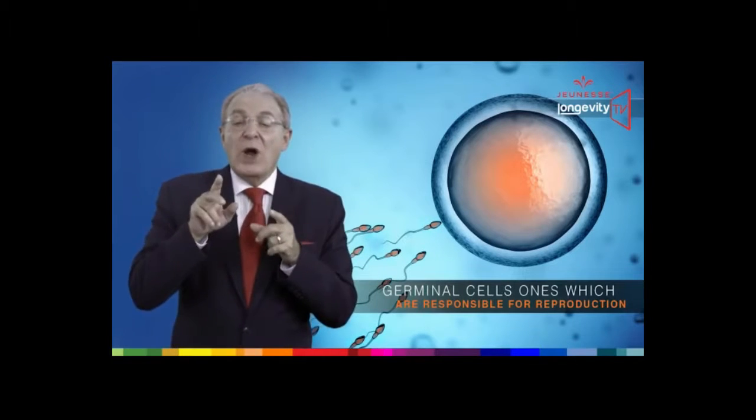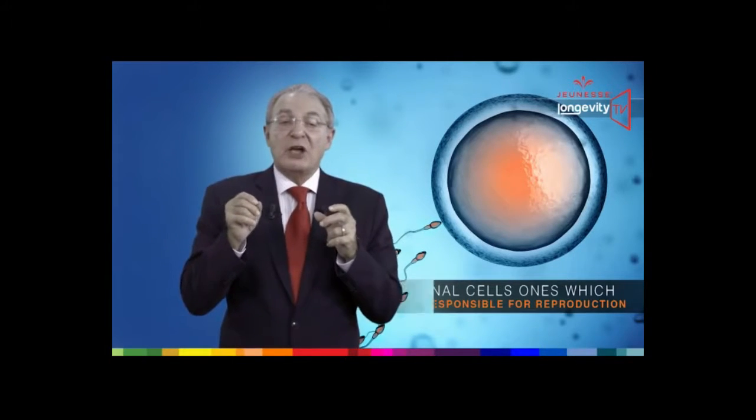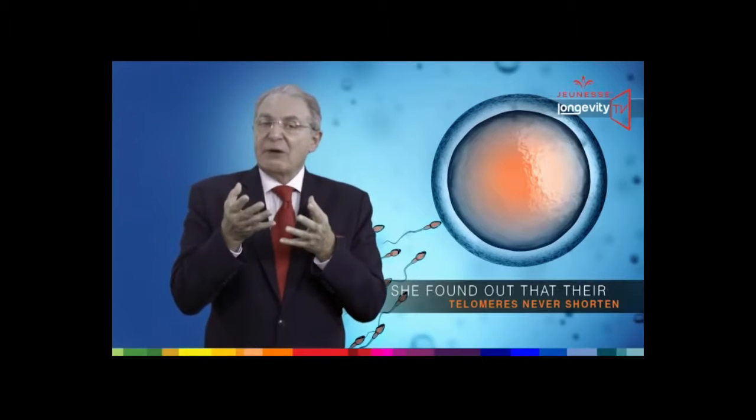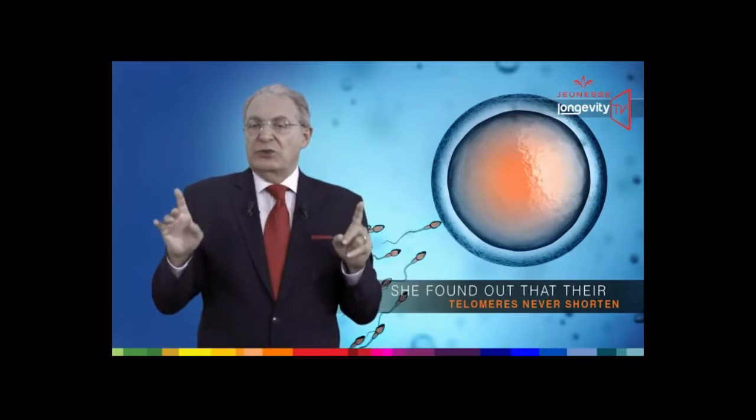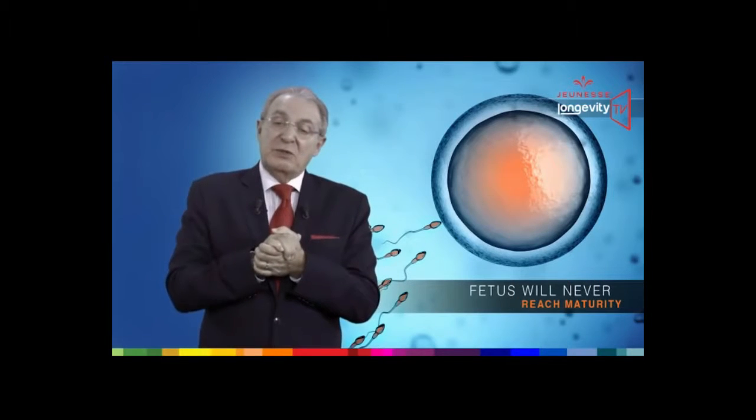While she was working on germinal cells, the ones which are responsible for reproduction, she found out that their telomeres never shorten. And this is again a nature miracle, in the sense that life would be impossible if an embryo inherited short telomeres from his parents. Considering the millions of necessary cell duplications during pregnancy, all the cells would reach senescence in a few days, and the fetus would never reach maturity.